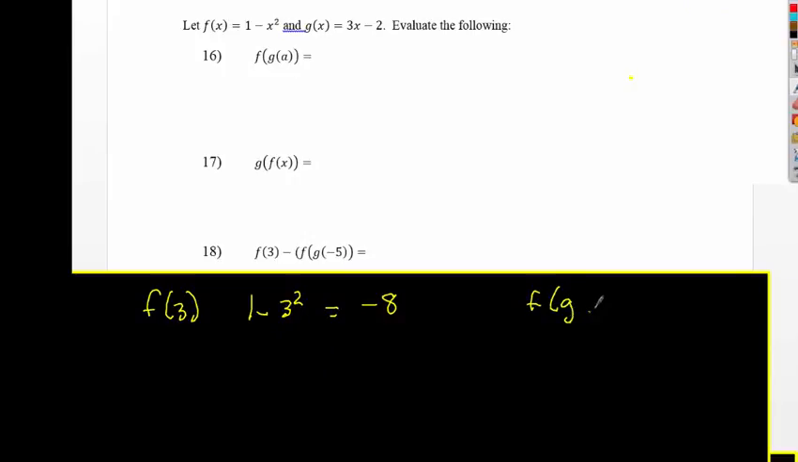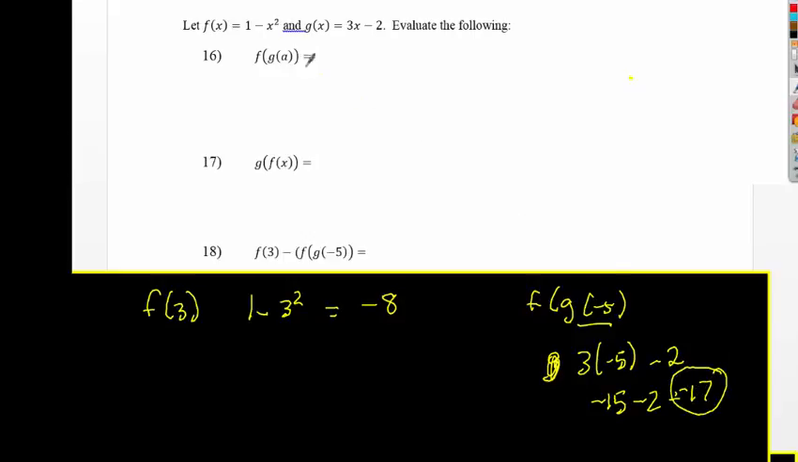Well, then we also have to figure out what f of g of negative 5 is. I've got to first figure out what g of negative 5 is. This would say 3 times negative 5 minus 2, or negative 15 minus 2, which is negative 17. So I'm putting negative 17 in place of x in f.